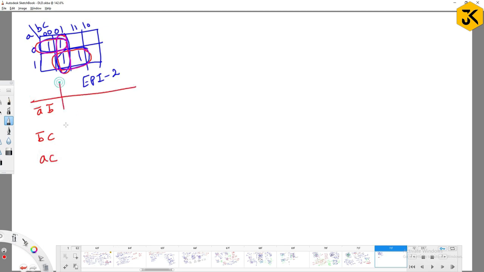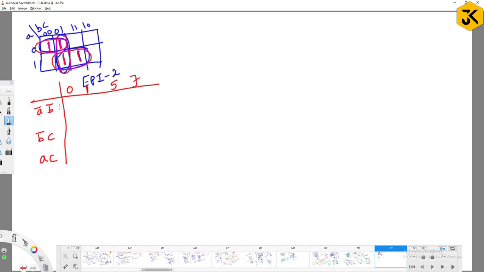Try to write at one side, and wherever the ones are there, try to write out all those on the top side. What is this one's reference? 0. What is this one's reference? 1. What is this one's reference? 101, which is 5. What is this one's reference? 111, which is 7.